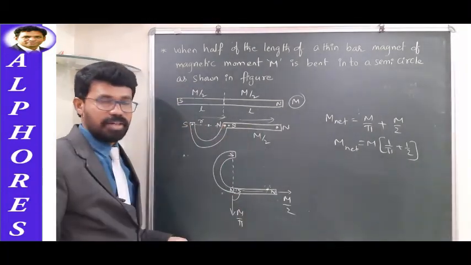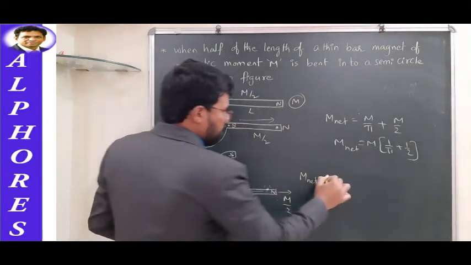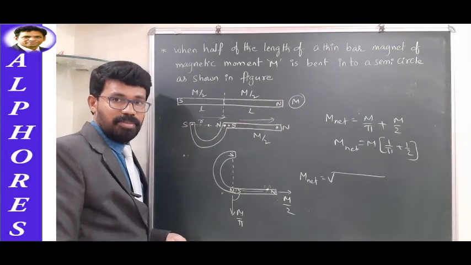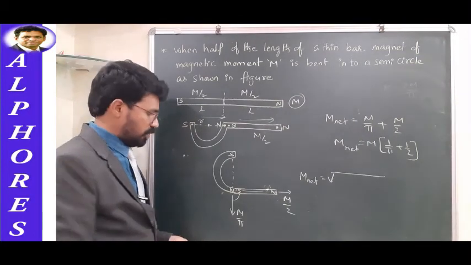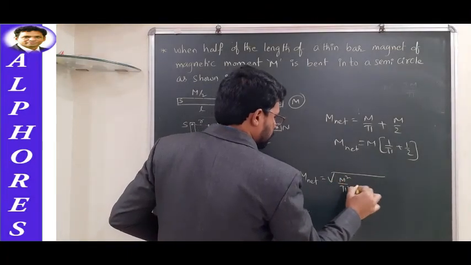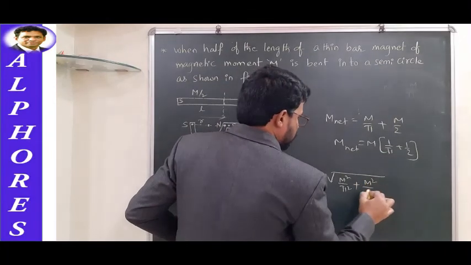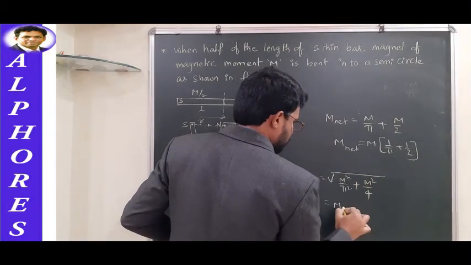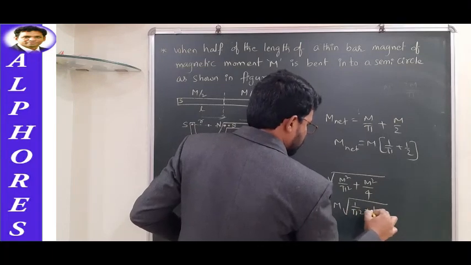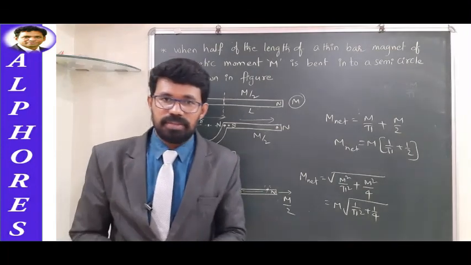Earlier they were parallel. So in this case, M net will be equal to under root, since they are perpendicular to each other, under root M1 square plus M2 square. M1 I will take as M by pi. So M square by pi square plus M by 2 whole square, that is M square by 4. Or you can write it like this: M of under root 1 by pi square plus 1 by 4. That's how you can handle the net magnetic moment.